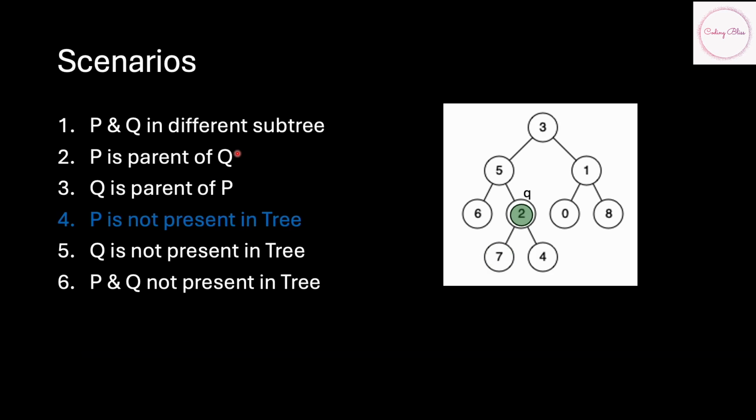Now let's take the other cases. This is a case where P is not there in the tree. Sorry, my bad, this is correct: Q is there, but P is not there. How to tackle that? The other case is where P is there, but Q is not there. And finally, the last case is where neither P nor Q is there. With the existing solution of 236, we will not be able to detect these 3 scenarios.